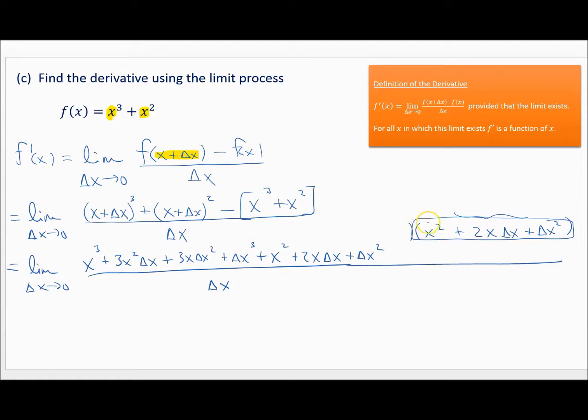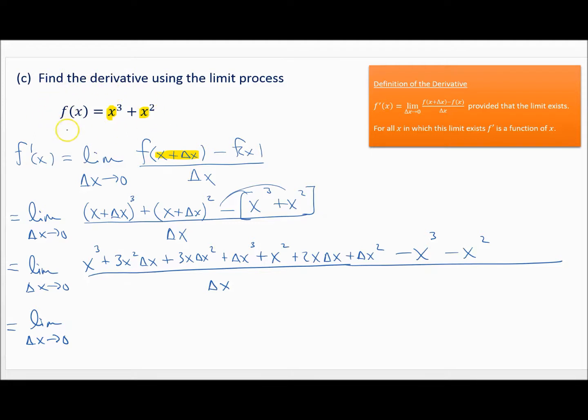Now again, forgive me, I'm going to erase this scratch work here because I would like the space. I don't feel like you ever have to do that on paper. It's better to have it. I distribute this minus sign, so that's going to be minus x to the third minus x squared, and then all over that delta x. Now once you do all that, then the fun begins. You simplify. Delta x goes to 0. And here's a hint. What should happen, especially if you're dealing with a polynomial, is all of your terms without a delta x should cancel out.